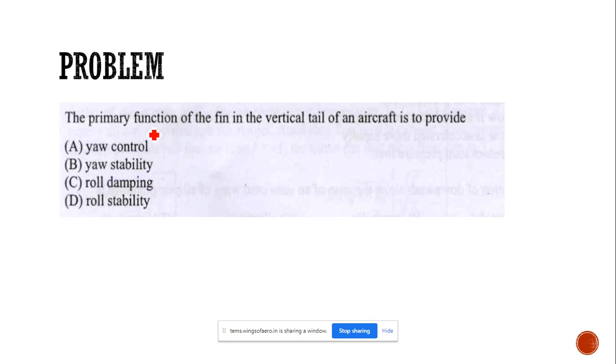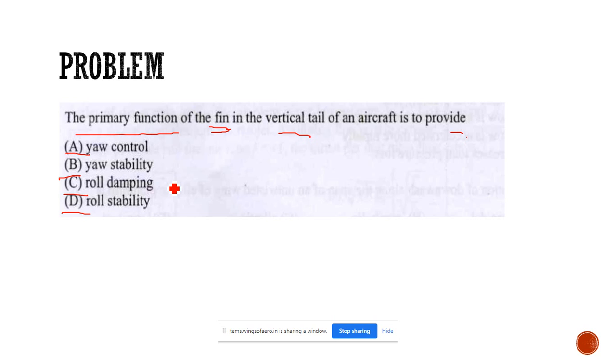So the next problem. For this problem we don't want to see the contribution of tail and all, because we already know the effect of the fin in the vertical tail of an aircraft. The primary function of the fin in the vertical tail of an aircraft is to provide yaw control, yaw stability, roll damping, roll stability. So we know the vertical tail and the fin are used for stabilizing the aircraft. So the main function of the vertical tail is yaw stability.